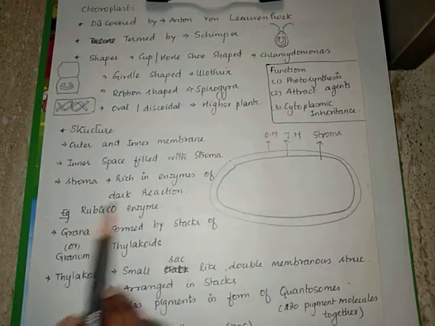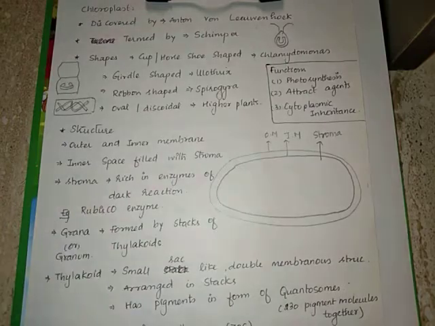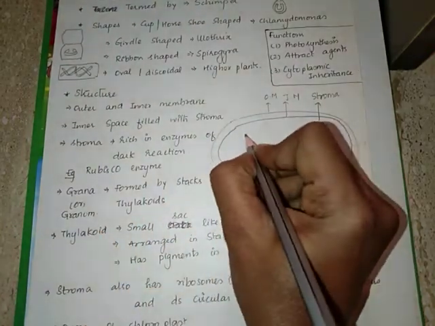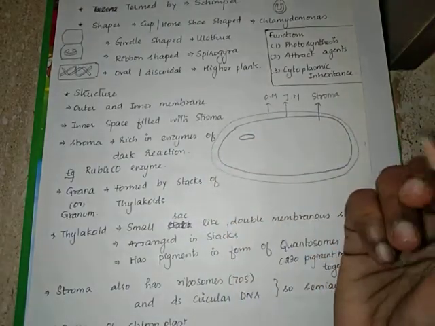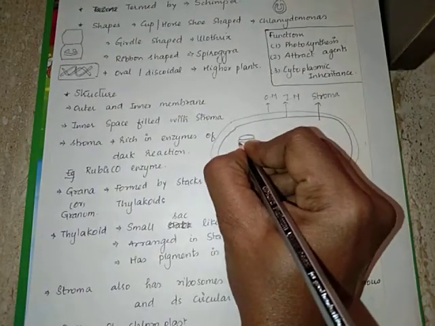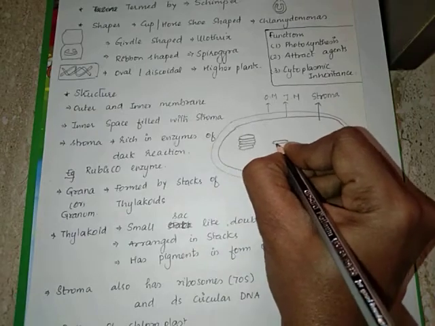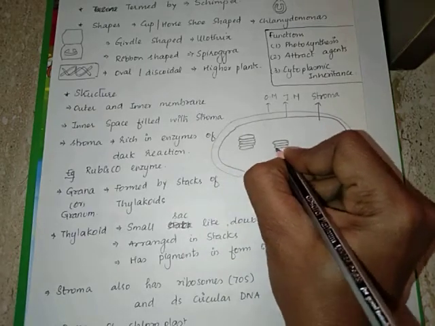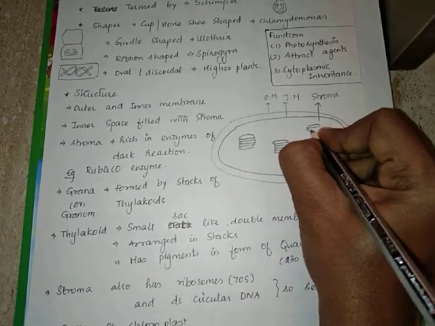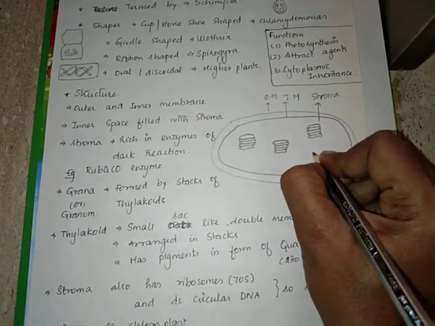One of the enzymes, the most abundant enzyme in the living world, is called rubisco. This rubisco enzyme is going to be present in the stroma. Then there will be small sac like structures called thylakoids. So this one structure is called a thylakoid. Many thylakoids are going to be arranged in the form of stacks. So this is one thylakoid, second, third, fourth, like this many thylakoids get arranged in the form of stacks. So a single structure you call a thylakoid.